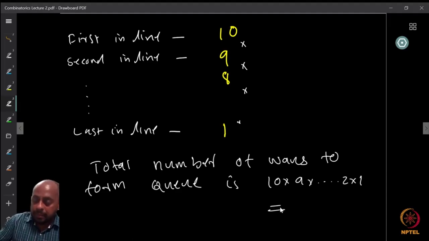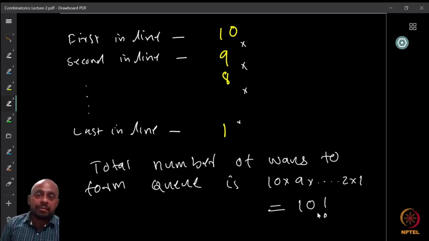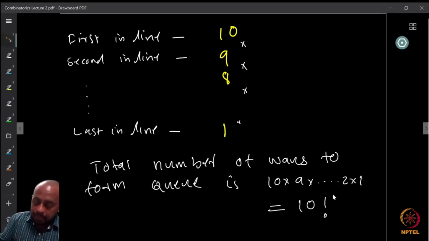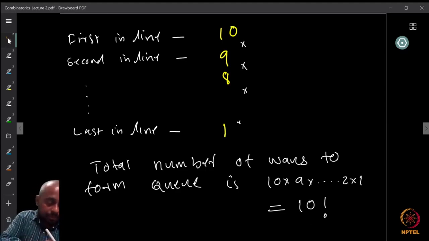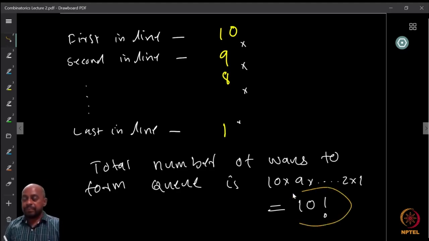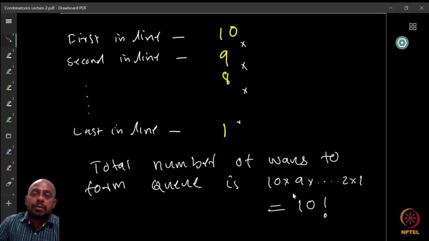This particular number has so many applications, and it comes up in so many places in counting questions, that it has a special name. It's called factorial. You might already have seen this. It is denoted by 10 factorial in this case, or n factorial if you are looking at n in general. So this particular symbol, the exclamation mark, is how we denote it. Okay, fine.